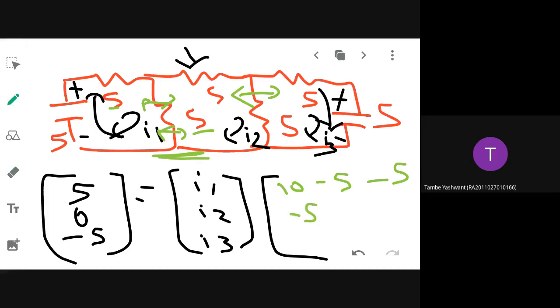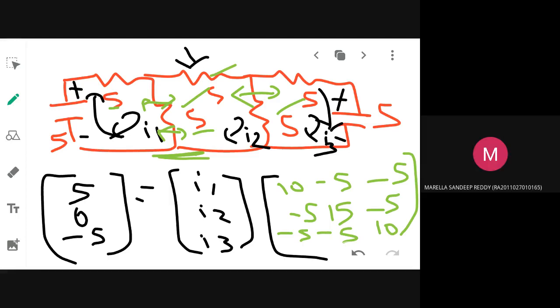What is R22? 3 resistances are there: 1, 2, 3, so 15. Again, about R23? Minus 5. Then R33 is 10. It's easy only. Understood everybody now? You can solve any problem that is given to you now? Yes, ma'am. Okay, with this we will close the class.